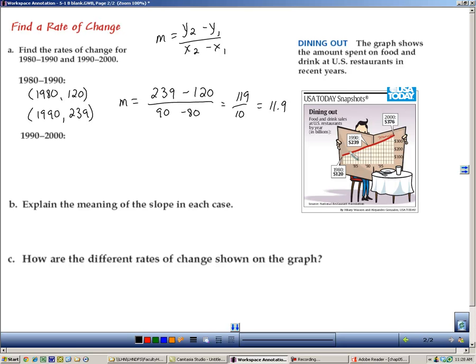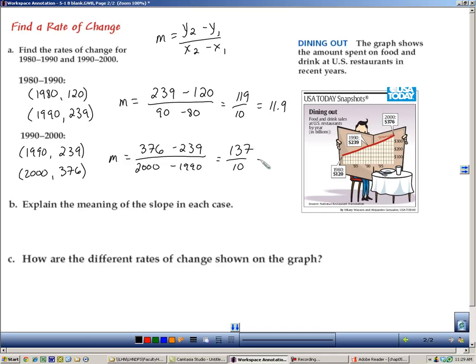Now we'll do the same thing with 1990 to 2000. So those are my 2 points. This time I'll start with 376 minus 239 for my y values. And then 2000 minus 1990. So this is 137 over 10, which is 13.7. So those are my 2 rates of change between those various years.